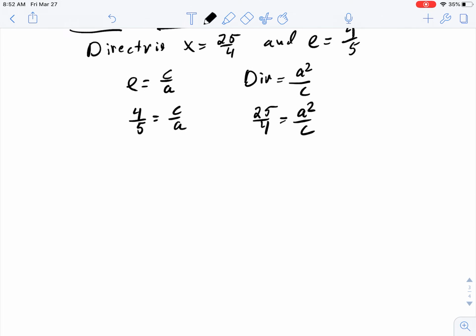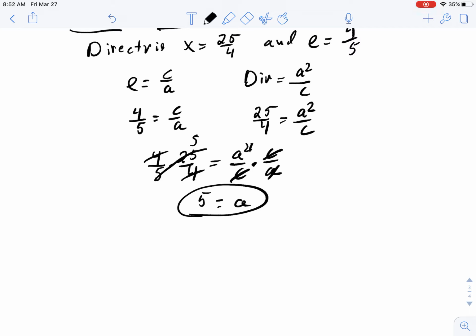Treat it like when we were converting units, like feet to meters or whatever. If I multiply 4/5 times 25/4, that would be the same thing as taking a squared over c times c over a. So what would happen if I did that? Well, my c's cancel out, my a's cancel out, and I have my a value. So what's my a value? Cancel out, you have 5. a is 5.